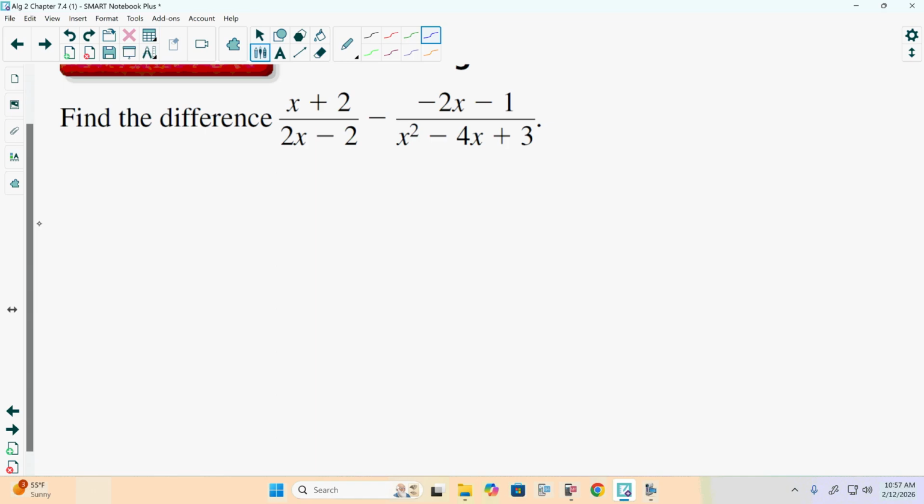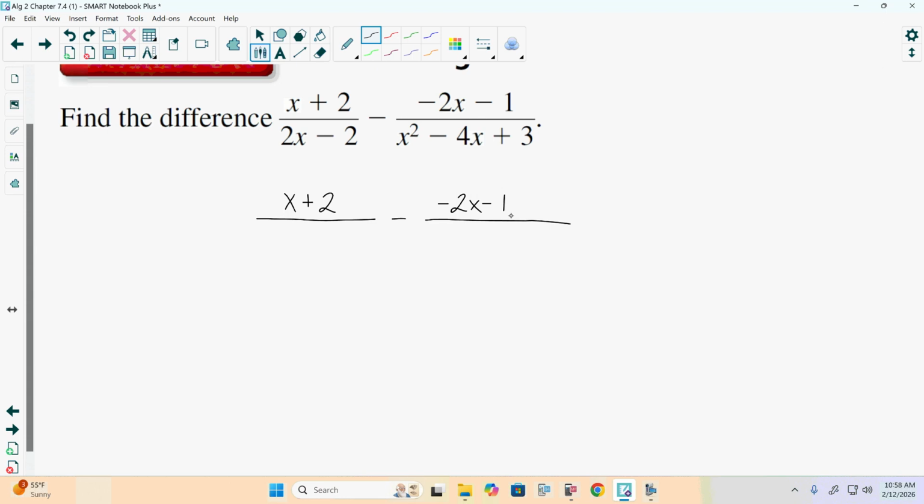Now we're going to find the difference between these two things. The way we find the difference and the way we find the sum is going to be the exact same, because the first thing we need to do is factor the denominators as far as possible to figure out what the least common denominator is.